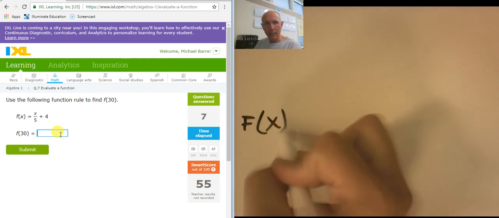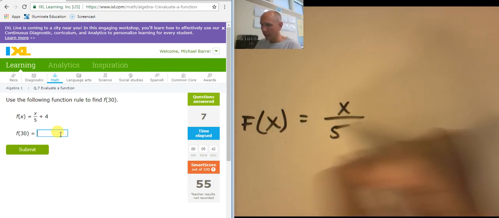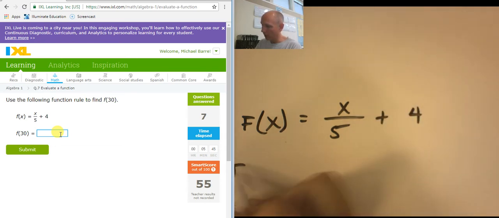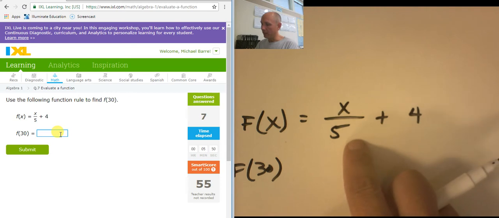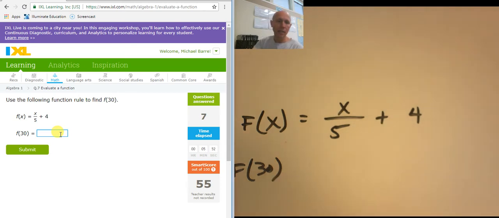Let's see, my function is f of x equals x over 5 plus 4, and I'm trying to find f of 30. So 30 divided by 5 is 6. 6 plus 4 is 10.